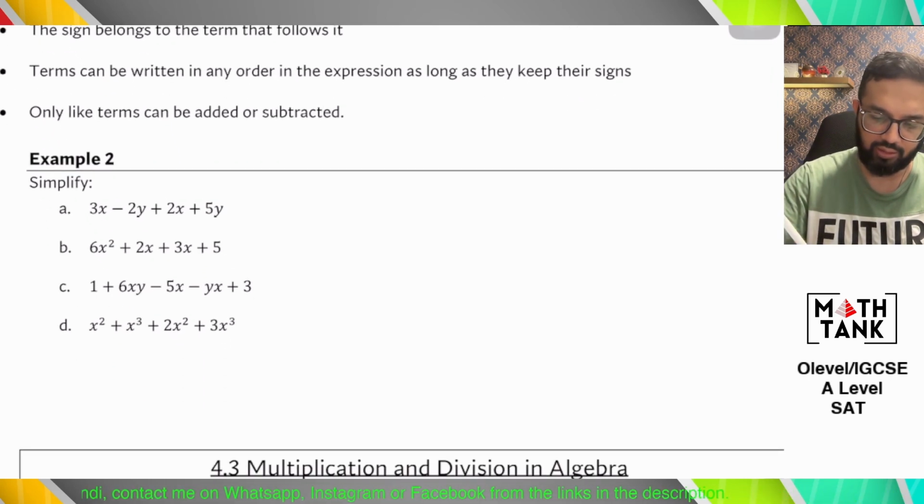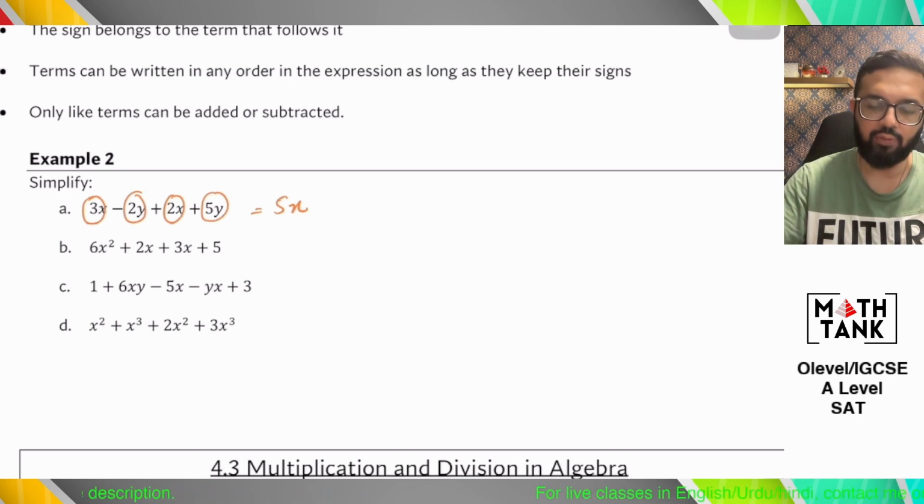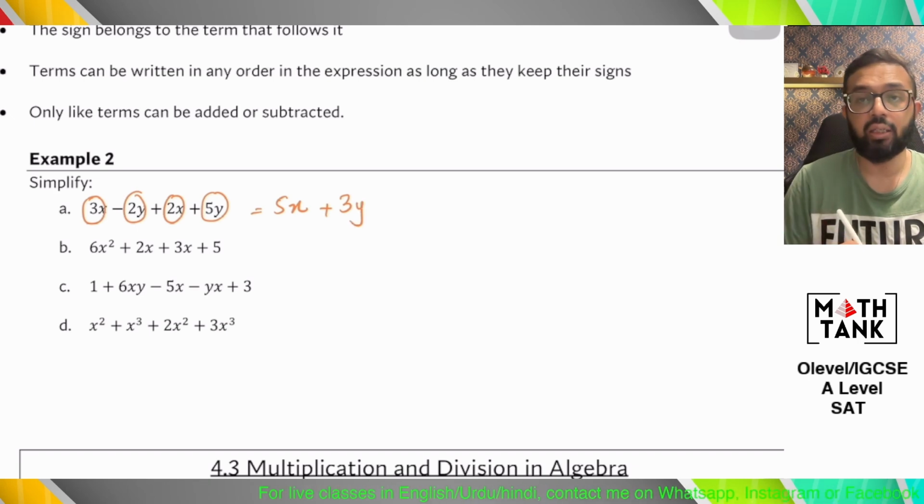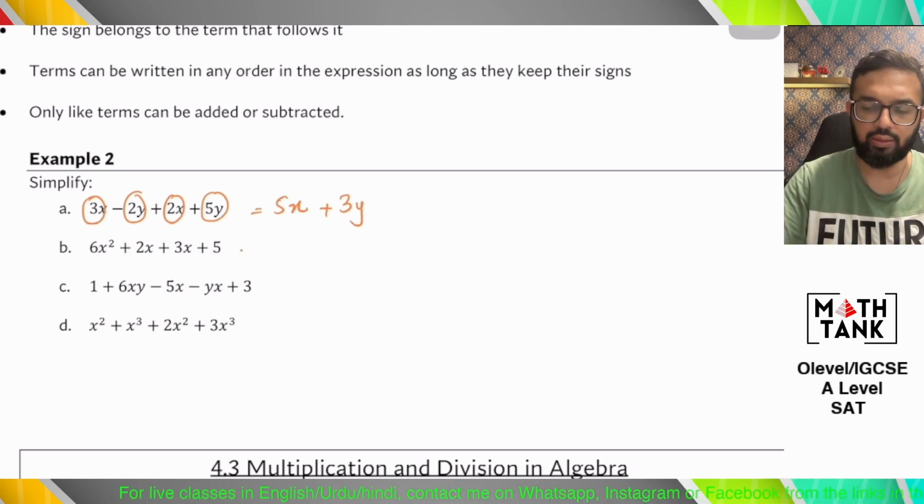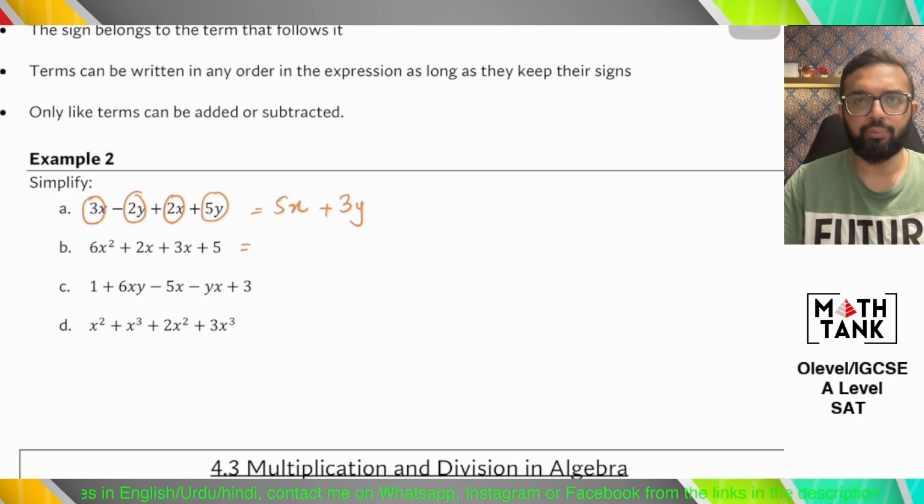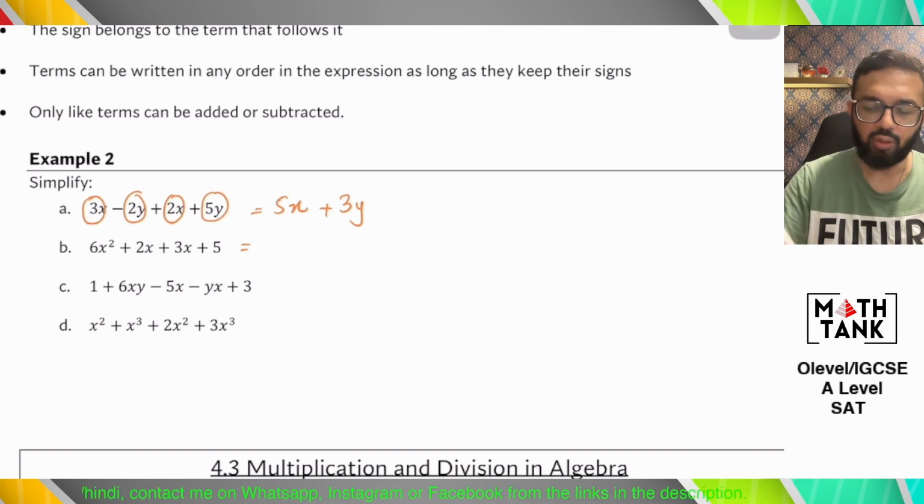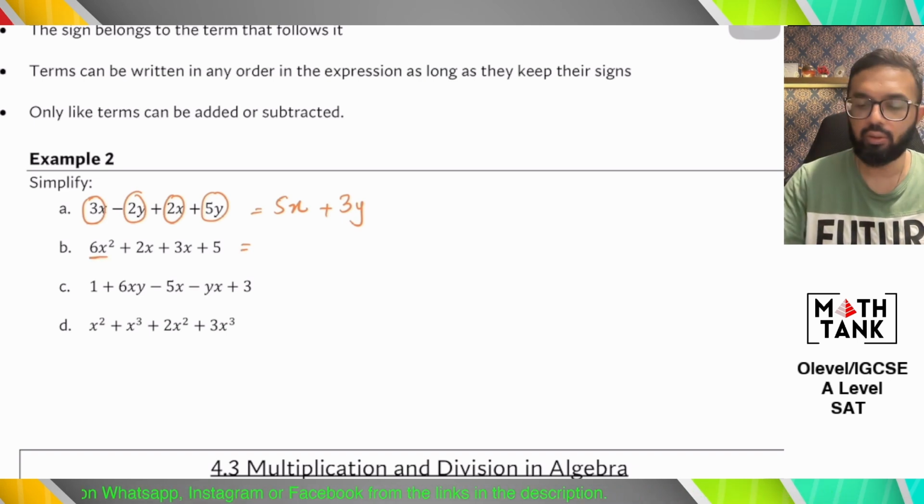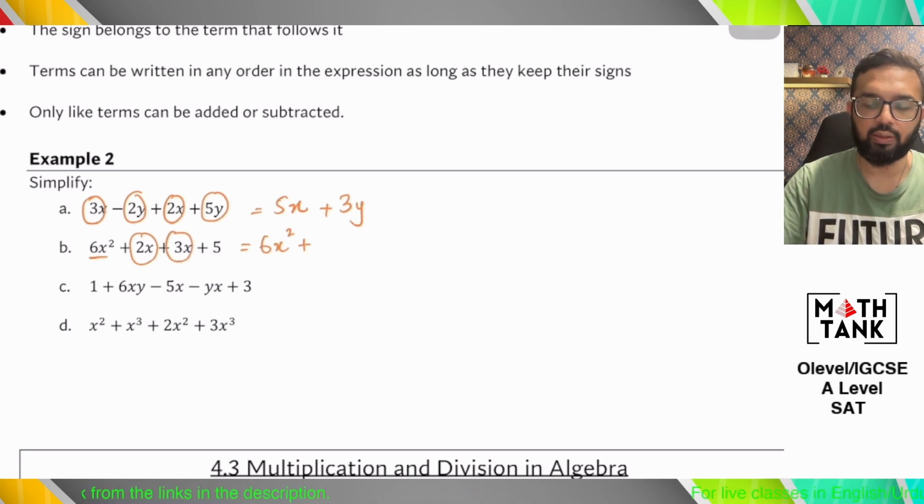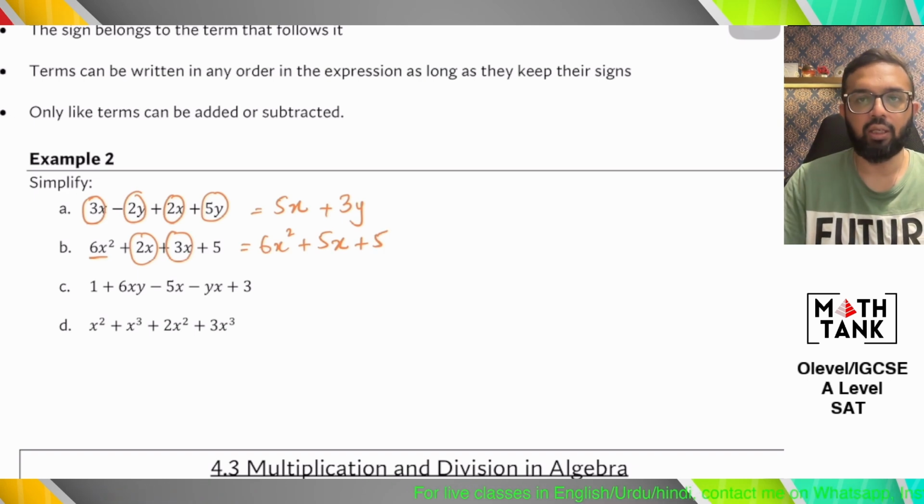What are the like terms here? 3x and 2x are like terms. So 3x plus 2x gives me 5x. Similarly, minus 2y and plus 5y. So 5y minus 2y gives me plus 3y. I can't add any further because there are no like terms anymore. Okay, 6x squared doesn't have a like term, but 2x and 3x just get added, so x squared appears as it is, and those two get added. That's the only simplification I can do for you.